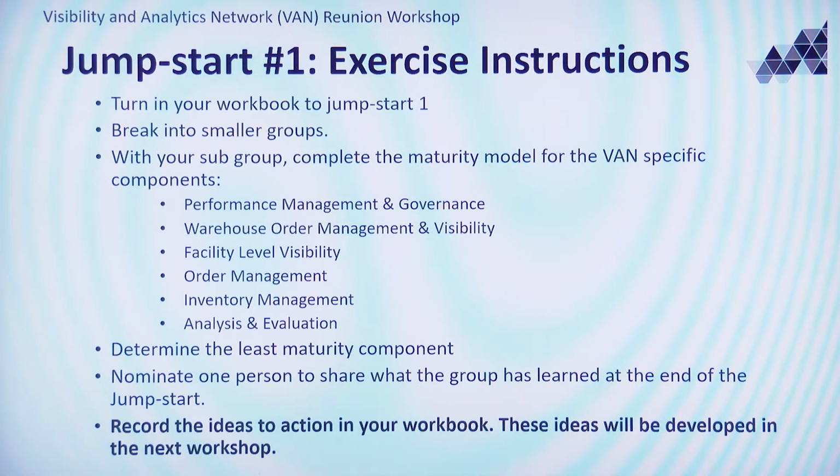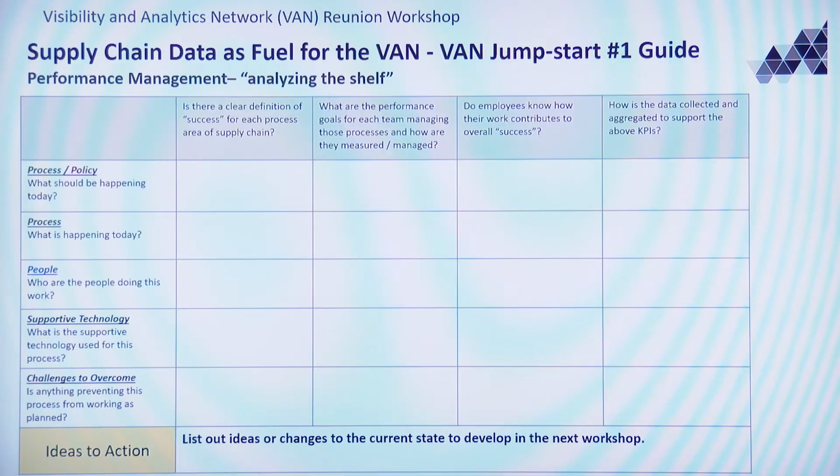And you want to record the ideas to action in your workbook. These ideas will then be developed in the next Jumpstart 2 and Jumpstart 3 sessions. You'll notice in your workbook that you have a series of worksheets. For each van-specific supply chain component, you'll notice it has a worksheet. When you complete the maturity model, as an example, if performance management was your least mature area for the van-specific components, you would turn to this worksheet and complete this for performance management.